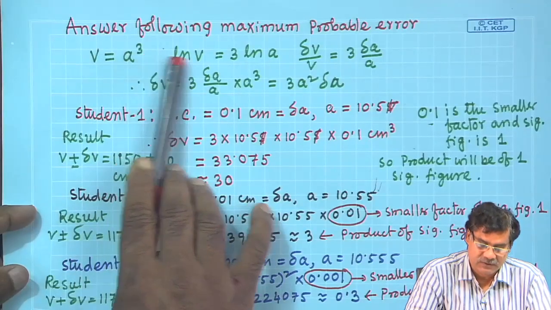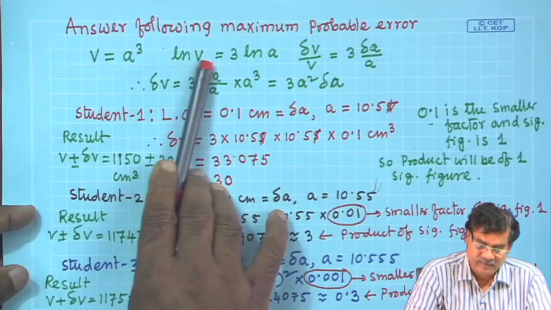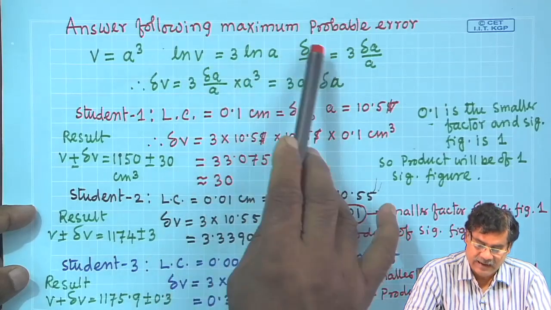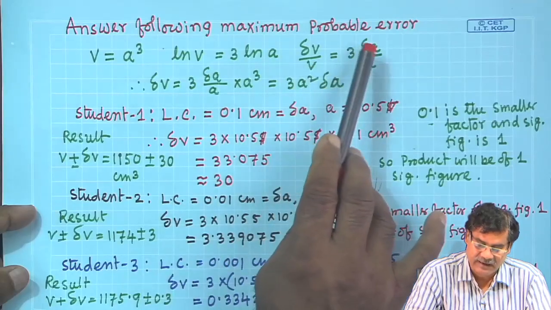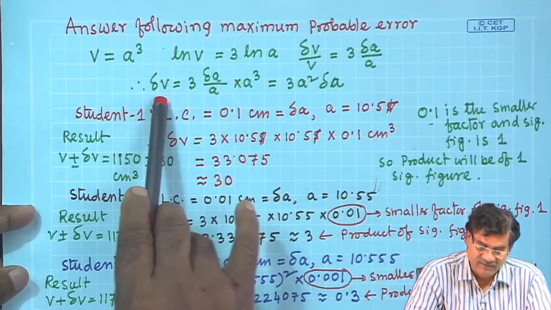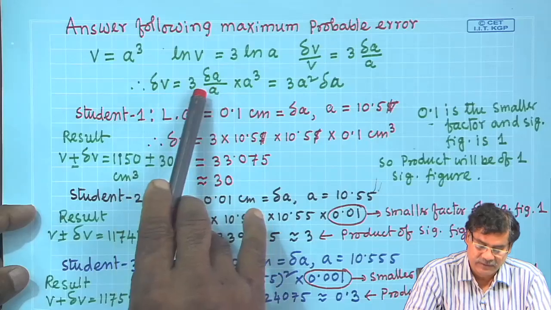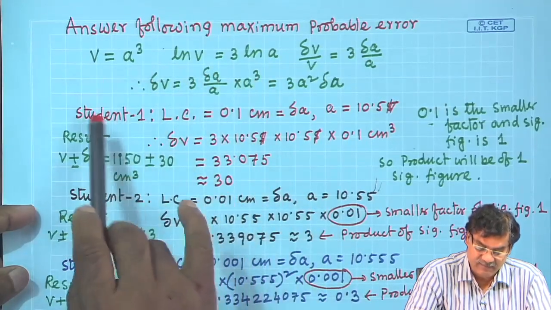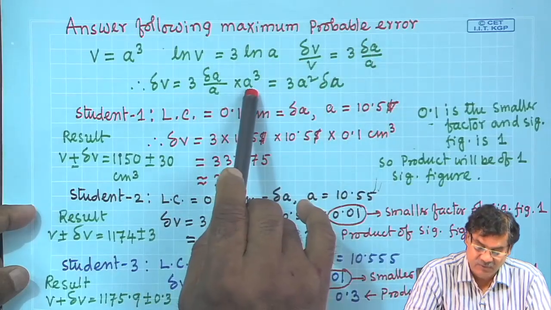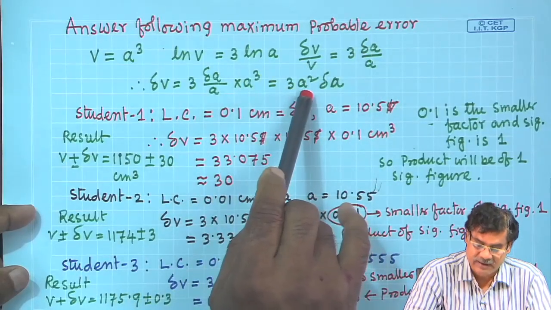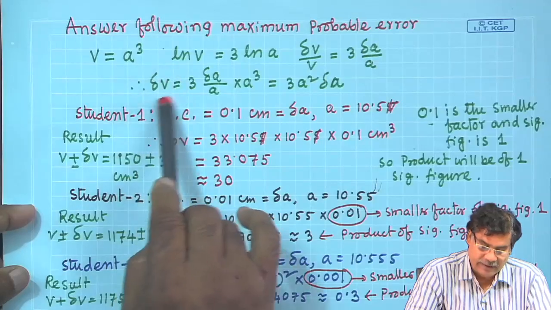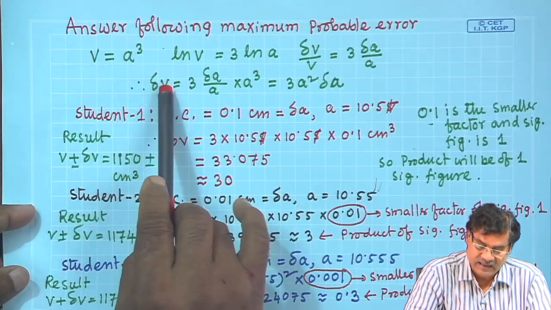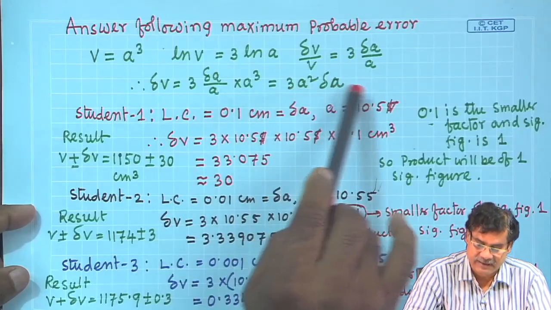Okay. So, take log, ln V equal to 3 ln A. So, del V by V equal to 3 del A by A, right. So, del V equal to 3 del A by A into V. So, V is A cube. So, basically 3 A square del A. So, error in V, that will be 3 A square del A, right.